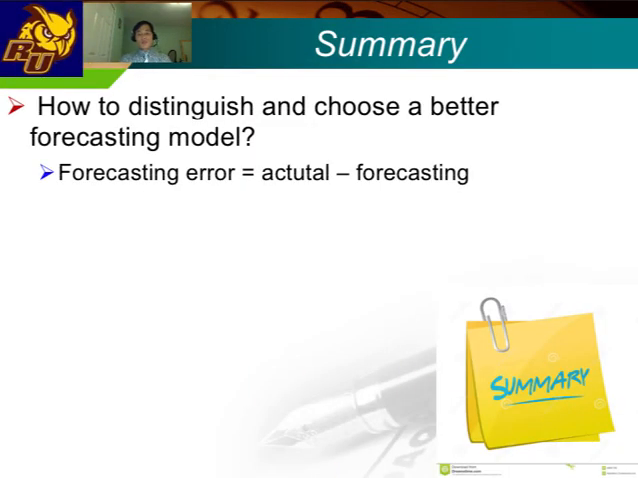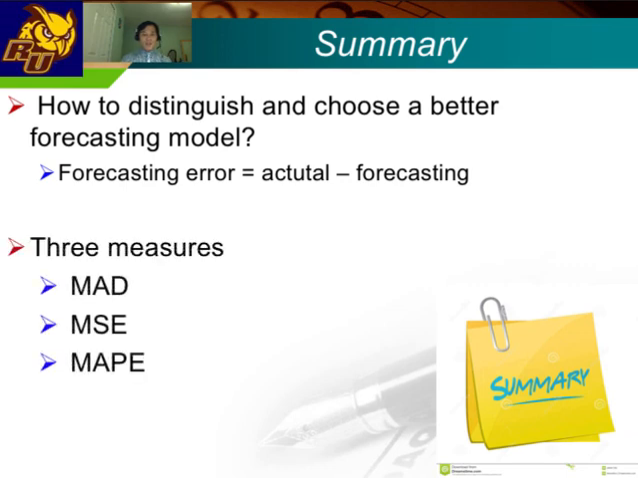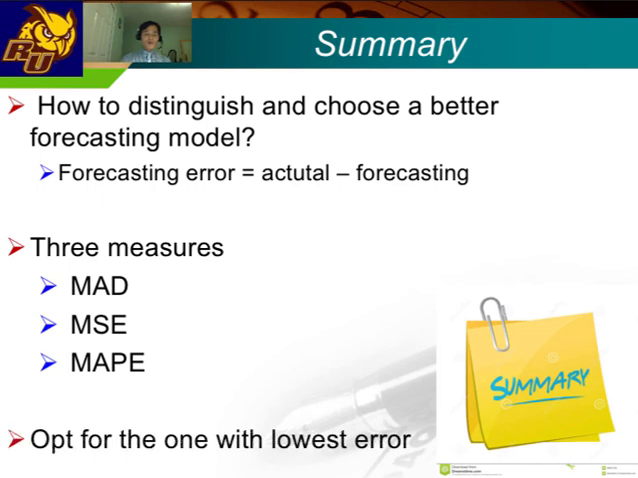In summary, this lecture discussed the importance of forecasting and several methods to forecast. And we really need to distinguish which one is better than the other, and forecast error is telling us that information. And here in this case, we learned MAD and MSE and MAPE for the method, and after calculation, you want to opt for the one with the lowest error.